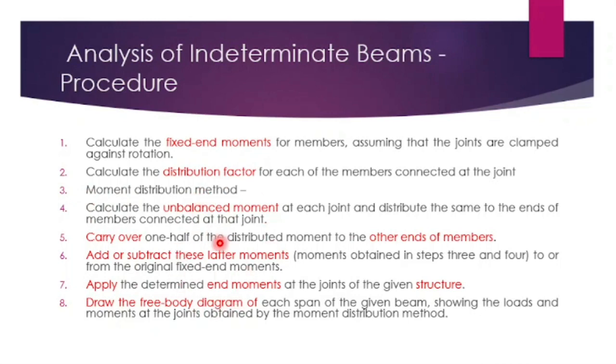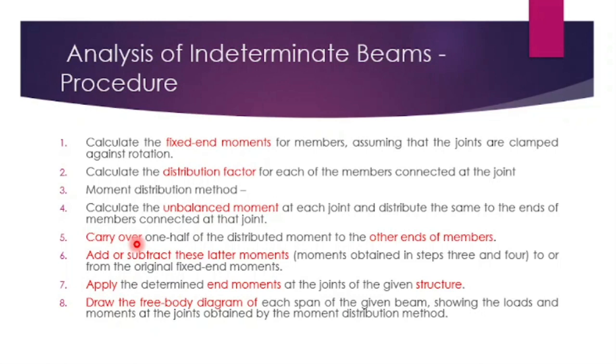And the third thing is the moment distribution method. What is this method? First you have to calculate the unbalanced moment. So where you will be having unbalanced moment? In slope deflection method, we will be writing equilibrium equation, isn't it? At what joint you will be writing equilibrium equation? Either for hinged joint or fixed joint. Pinned, that is hinged joint. Wherever you are having hinged joint, you will be writing equilibrium equation. So in moment distribution method also, wherever you have a hinged end, you have to balance that.